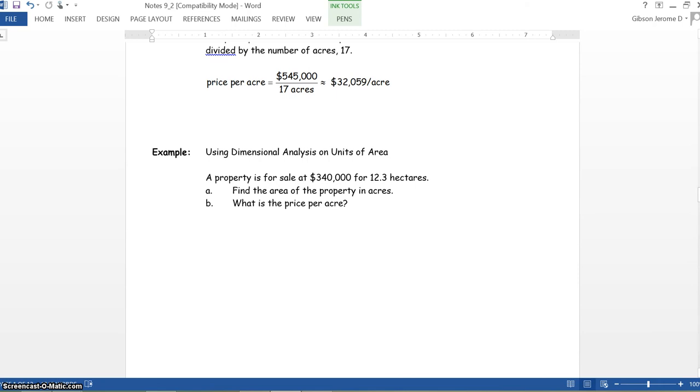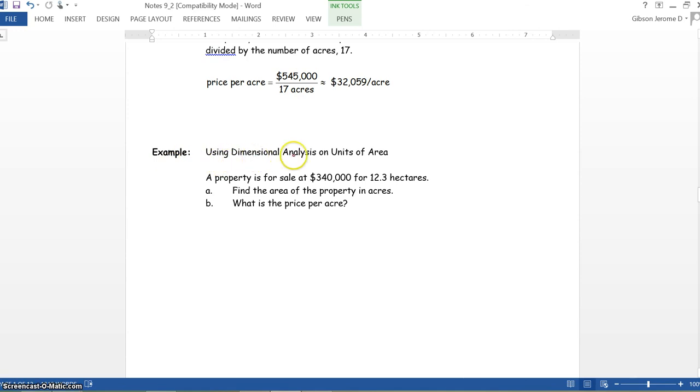Now, one thing I want to say, going back to the previous problem: when you put this in your calculator, you will come out with approximately this number here. So remember, we always take whatever number we have when we're doing this price per acre or price per mile or whatever. We would take that number that we get in our calculator and divide it by one of these. So this is $32,059 per 1 acre, even though we don't show the one.